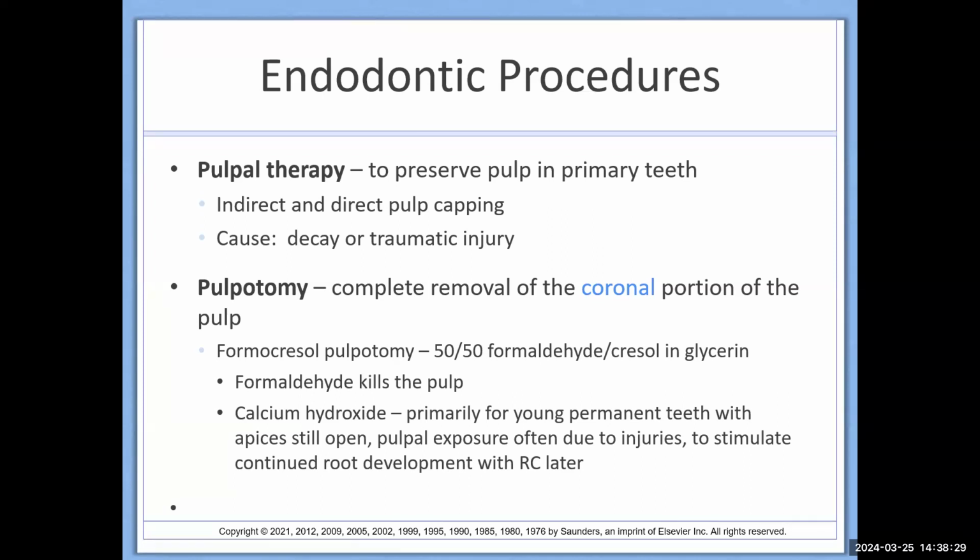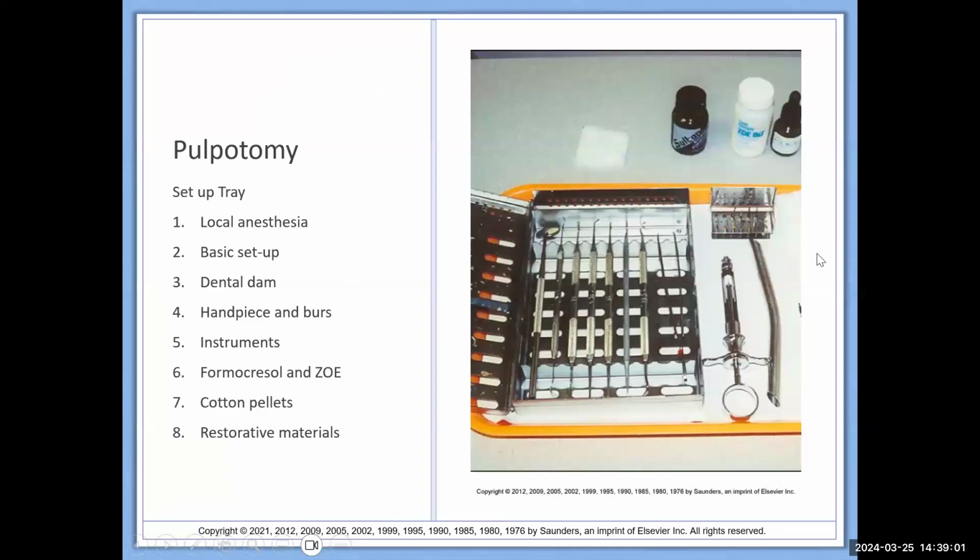Okay, and then of course you do have calcium hydroxide, and that's primarily for young permanent teeth with the apex that's open a little bit, and the pulpal exposures are often due to injuries, to stimulate the root to develop with root canals later. So you'll fill it up with calcium hydroxide in the permanent teeth. You don't want to finish the root canal. You want to keep it temporary for a while so that the apices close up, so that when the child gets older, the tooth can get a more permanent root canal, and then that's more effective.